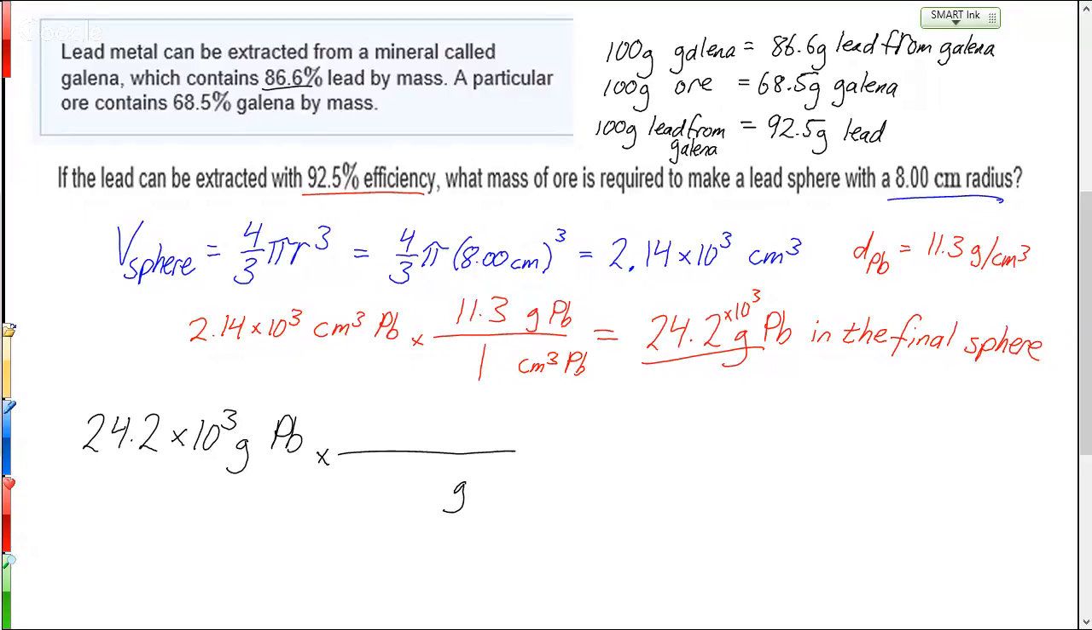But we know that it's only 92.5% efficient. So that means that for every 100 grams of that, we only actually get 92.5 grams of actual lead. And then grams of lead and grams of lead will cancel. So then you can keep going, and eventually you want the answer in grams of ore. So those of you who had questions, does that make sense when you do that? Makes a lot more sense. Yeah. So when you see these percentages, this is a good way to set that up.